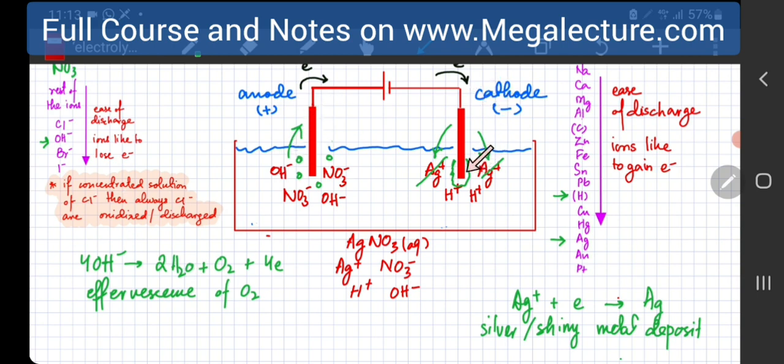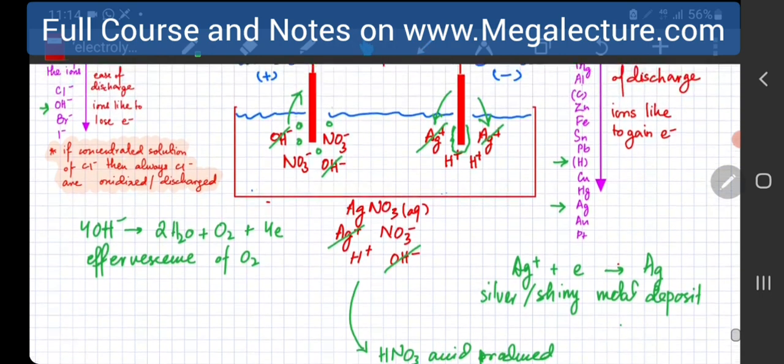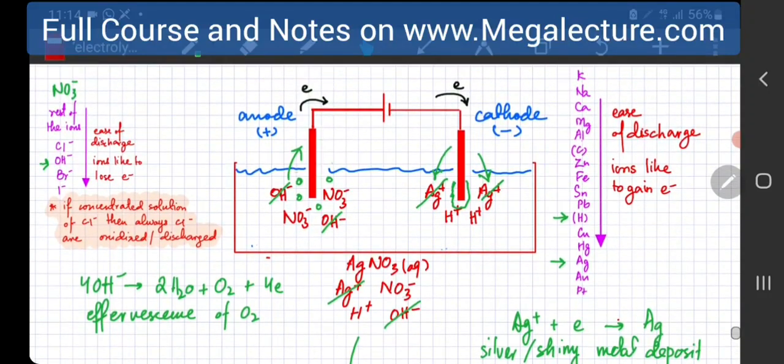At cathode, it's the silver ions that are gaining electrons. So the OH ions are going to get used up. So what's going to happen to your solution? On one side, silver ions are gone. On the other side, you've got OH ions that are gone. So what's left is H+1 and NO3-1. That means nitric acid is produced. So your silver nitrate eventually changes into nitric acid because the Ag+1 and the OH-1 get used up. So that's the summary of electrolysis of aqueous silver nitrate using inert electrodes, which are graphite or platinum.